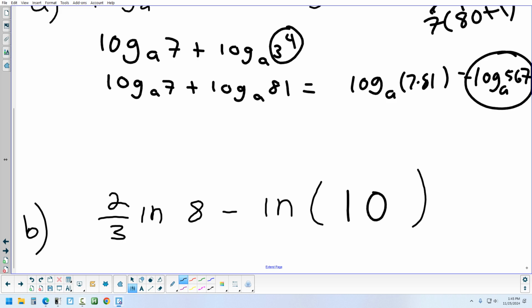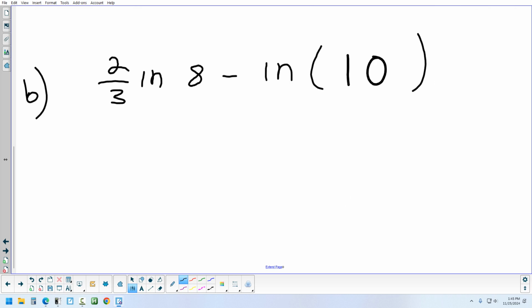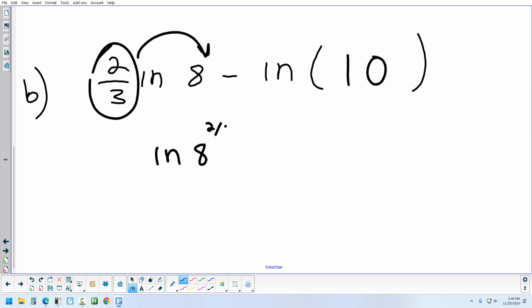Okay, so it's ln minus another ln, and what's in front of the first ln? 2/3. I was looking at the other one. Anytime you have a number in front, where does that number go back? It goes back as the exponent. So it's ln of 8 to the what? 2/3. Okay, I'm going to use my calculator to get that.